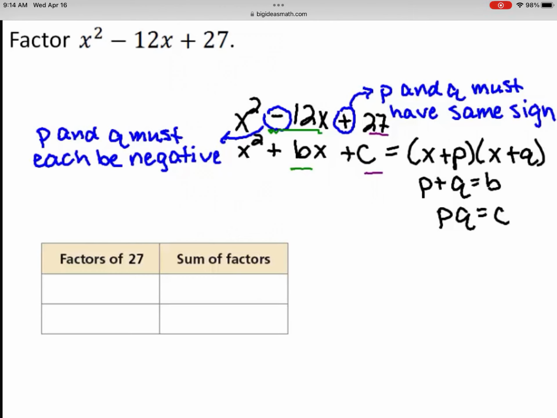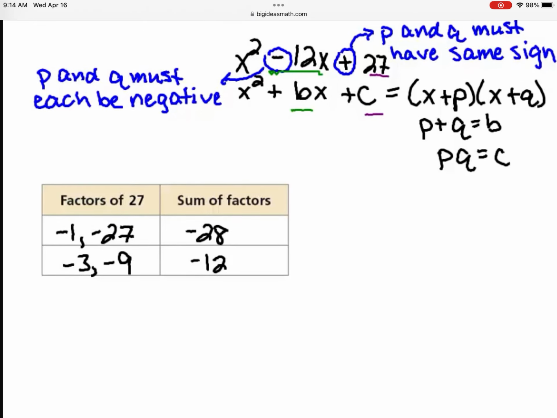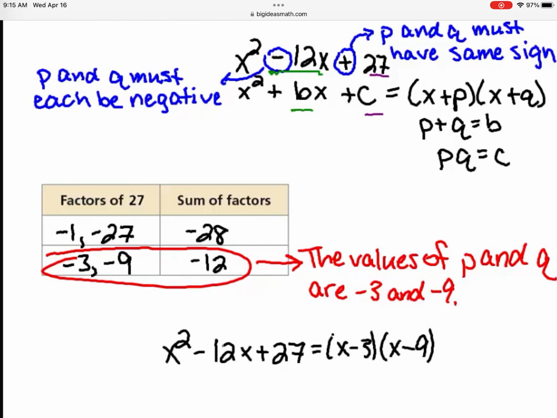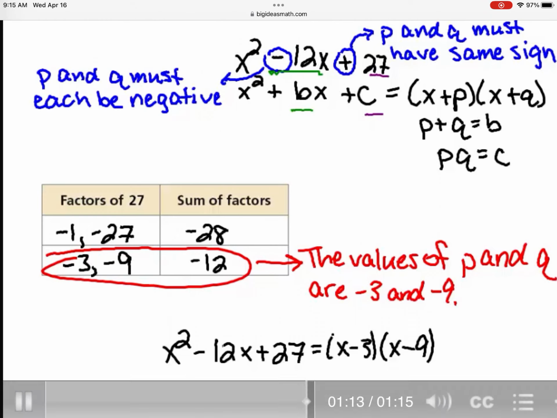The negative integer factors of 27 are negative 1 and negative 27, and negative 3 and negative 9. Negative 1 and negative 27 have a sum of negative 28. Negative 3 and negative 9 have a sum of negative 12. Because negative 3 and negative 9 have a sum of negative 12, the values of p and q are negative 3 and negative 9. So x squared minus 12x plus 27 factors as the quantity x minus 3 times the quantity x minus 9.